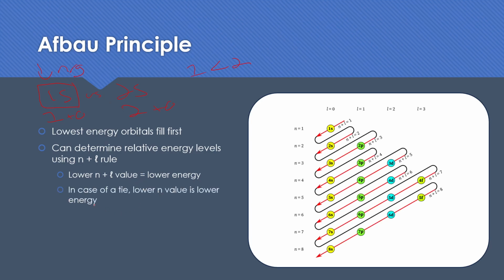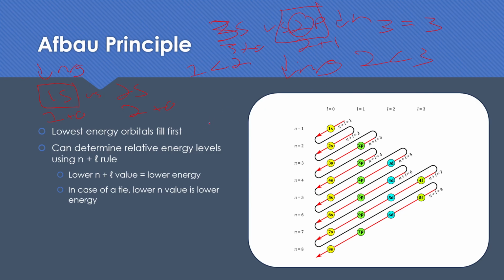In case of a tie, the lower n value is lower in energy. So the 2s orbital, or the 3s orbital versus the 2p orbital, okay? 3 plus 0, 2 plus 1, 3 is equal to 3. However, this has a lower n value because 2 is less than 3. Therefore, 2p is lower in energy. That's how it's determined.